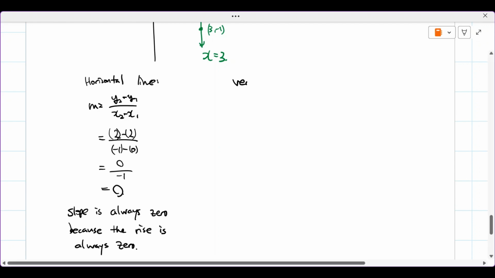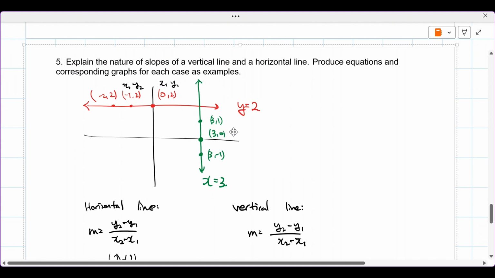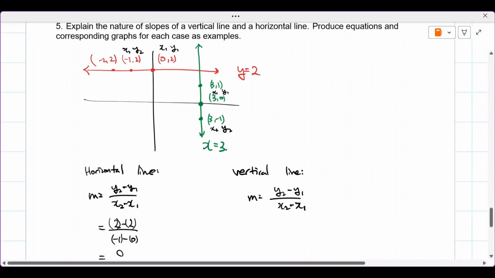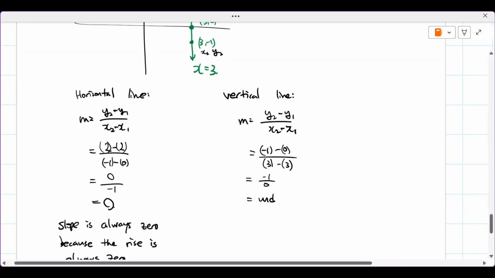What about the vertical line? For the vertical line, let's do the same thing. m equals y2 minus y1 divided by x2 minus x1. For this one, let's choose 3, comma 0 as x1, y1, and 3, comma negative 1 as x2, y2. So let's put it into the formula. y2 is negative 1, y1 is 0, and x2 is 3, and x1 is 3 once again. So that's negative 1 over 0, which is undefined because we can't have a denominator of 0. So what we learned here is that the vertical line always has an undefined slope.